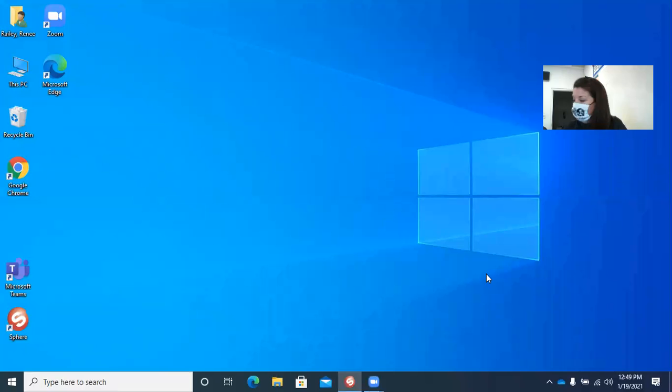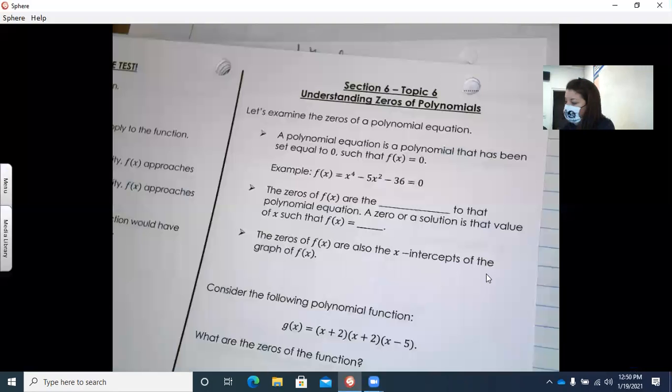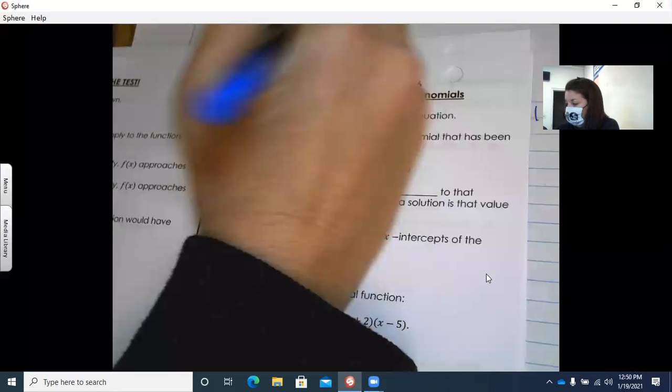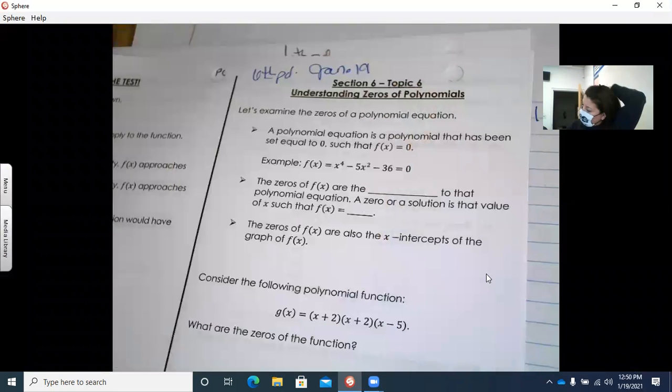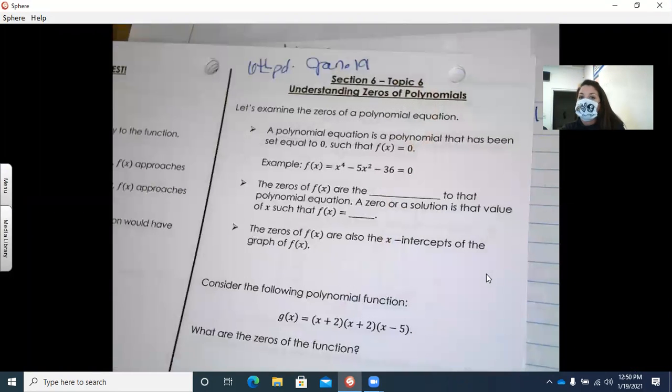So this is on page 145 in the course workbook from Algebra Nation. And today we are talking about understanding zeros of polynomials. Last class I taught you how to understand the end behavior of a polynomial, which is going to play a part in what we're doing today.